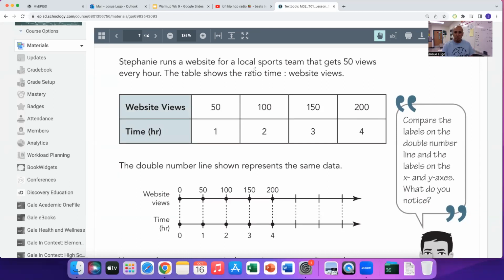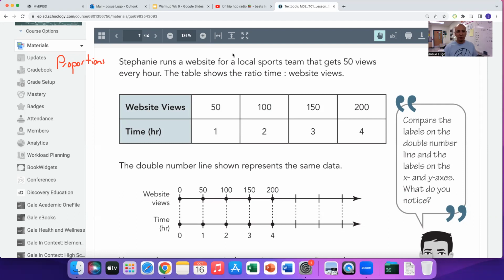Today is going to be a bit of a review. We're going to be reviewing ratios, and specifically, we're going to be reviewing equivalent ratios, otherwise known as proportions. So I'm going to write it here, proportions. You can also say a proportional relationship. So what does a proportional relationship look like?